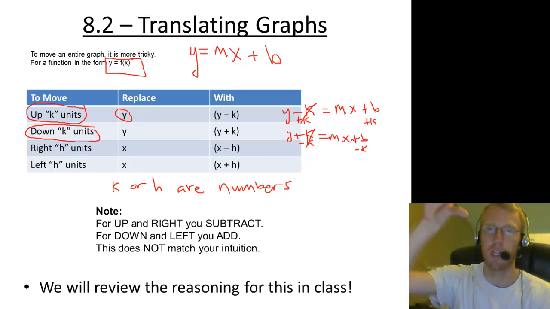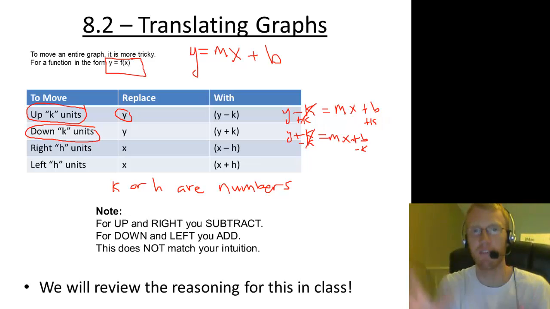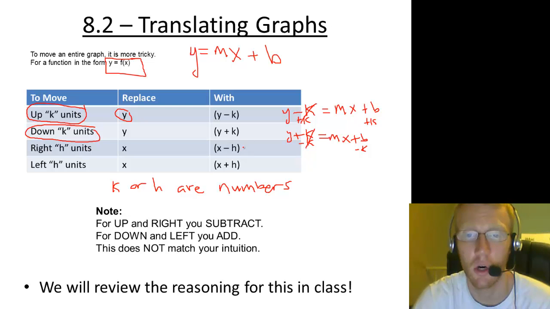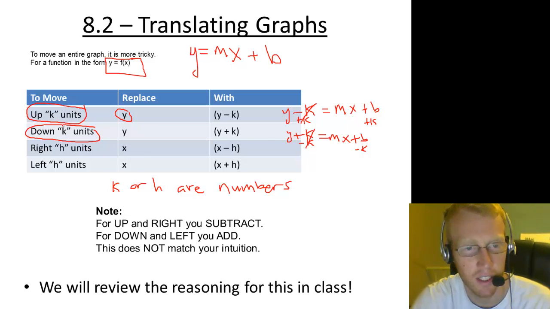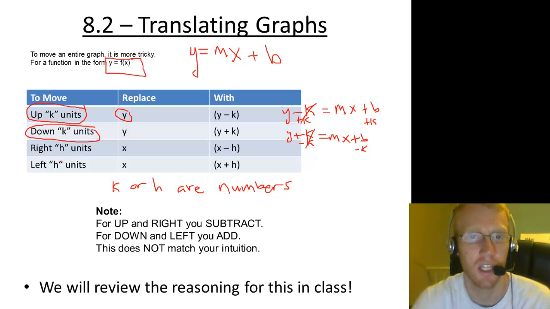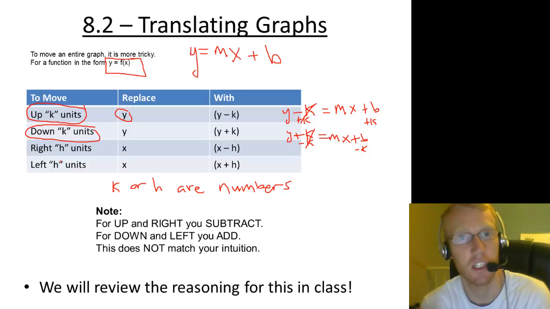So all the plotted points will get shifted down together, so that they have the same overall shape, just slid down a certain amount. To go left and right, you're going to replace the x variable. And we use the letter k to represent up and down distances, and we use the letter h to represent left and right distances. That's just a convention.